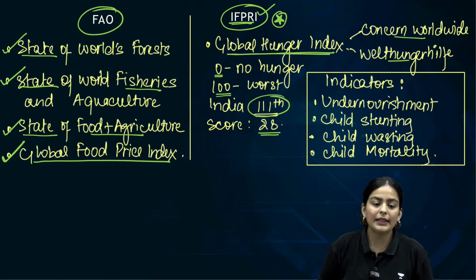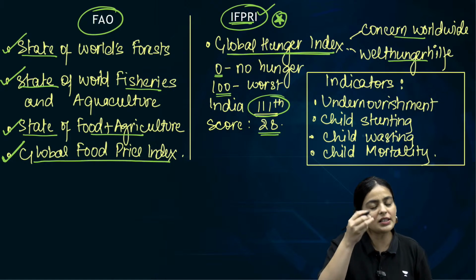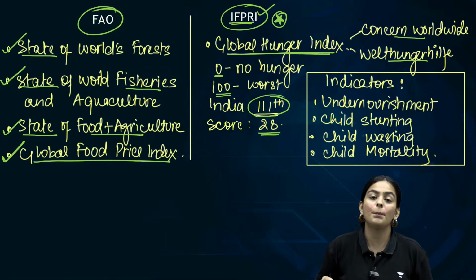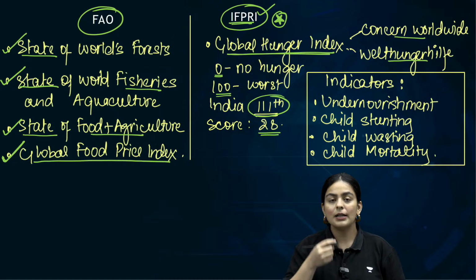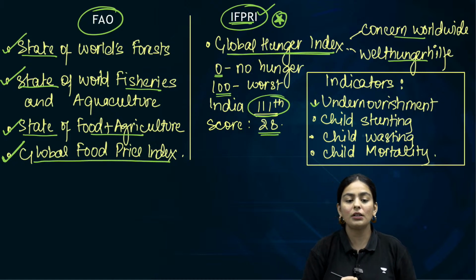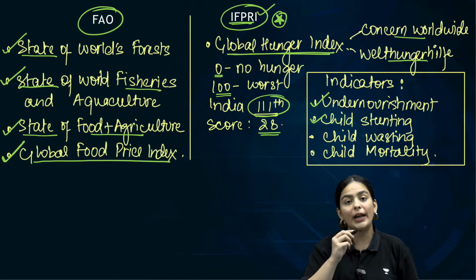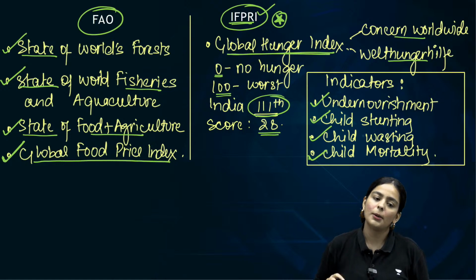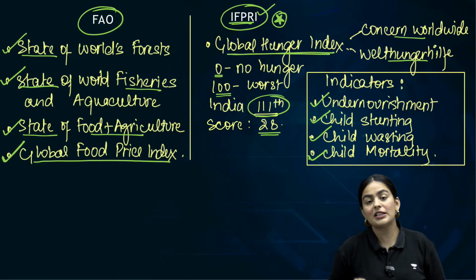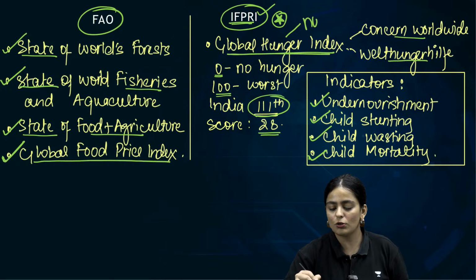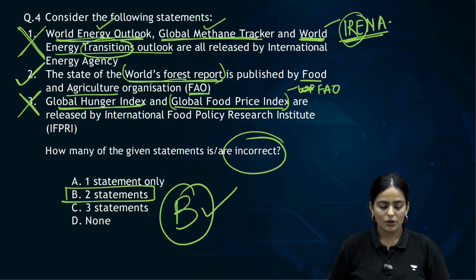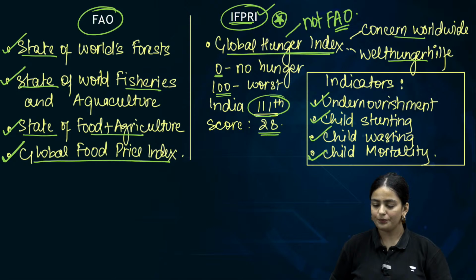Clear? What are the indicators that are used for this report? Just remember 4 pointers, like we did for HDI and for the Multidimensional Poverty Index. The indicators are undernourishment, child stunting, child wasting, and child mortality, all given in one place. Clear? So Global Hunger Index, please remember, I will write it here also, not FAO. Not FAO. Clear about this? Yes. So now we'll move on to our next question.